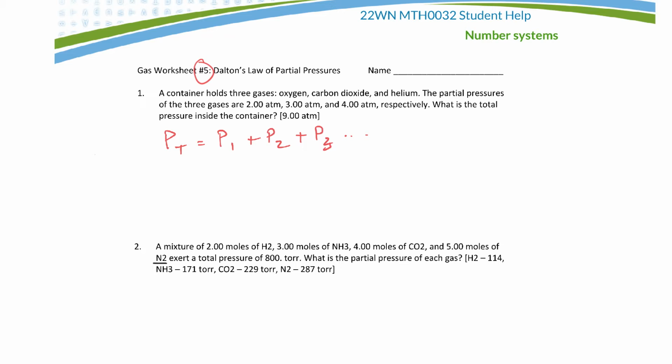In this first question, it says the partial pressures of 3 gases are 2, 3, and 4. So if 2 is the partial pressure of one gas, 3 is the pressure due to another gas, and 4 is the pressure due to the last gas, then the total pressure in the system is whatever 2 plus 3 plus 4 is. So it'd be 9 atmospheres. And that was pretty easy because they gave you the pressure of each gas.